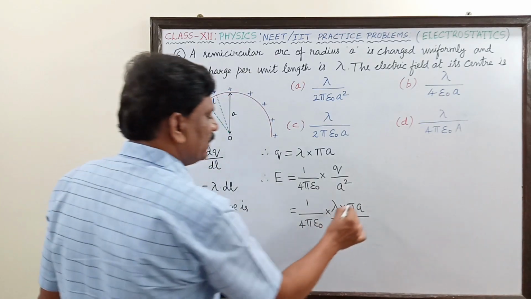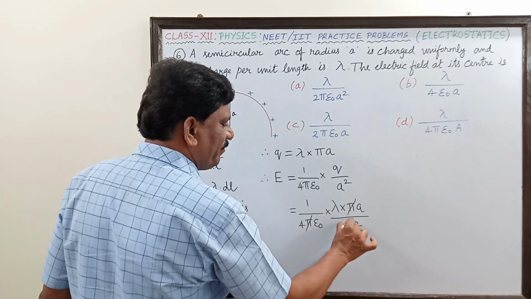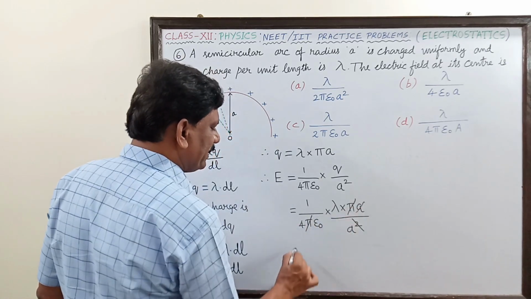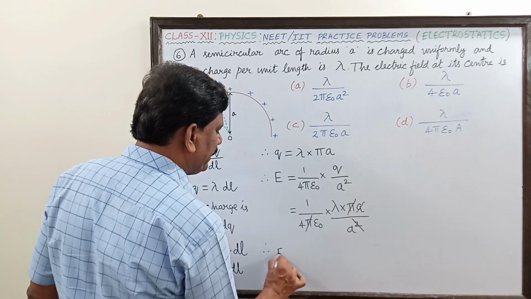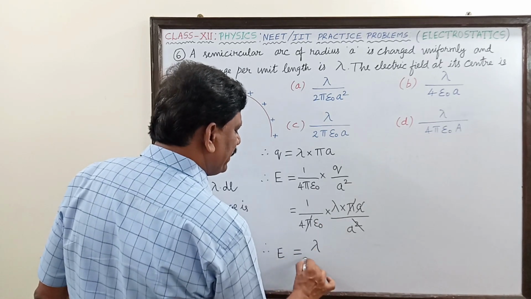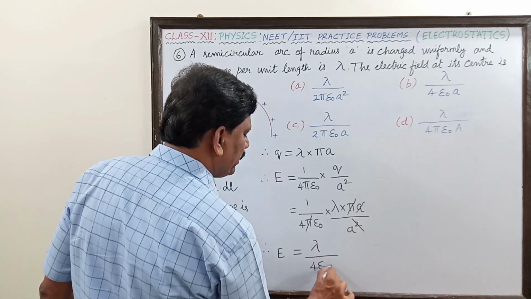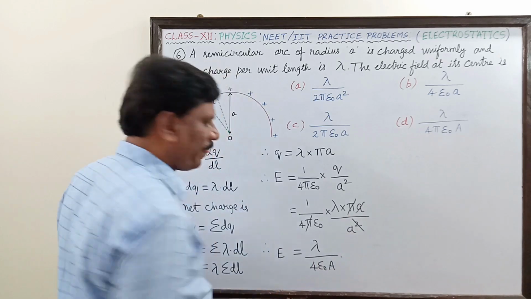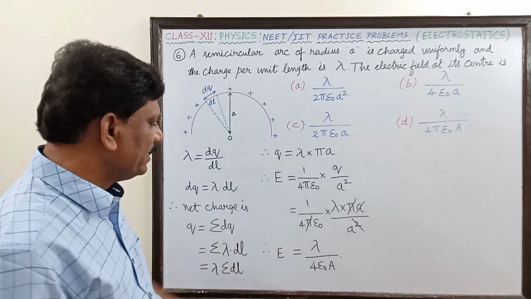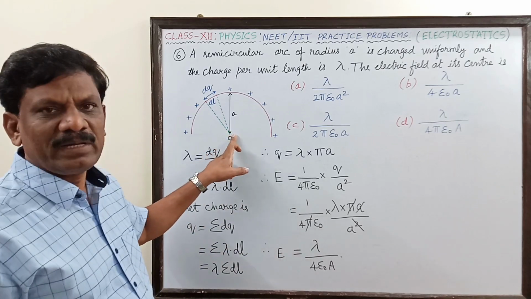Now this pi term first gets cancelled, then the power of a square and this a get cancelled. Therefore the remaining terms: E is equal to lambda divided by 4 epsilon naught a. So this is the expected electric field at the center of the semicircular loop.